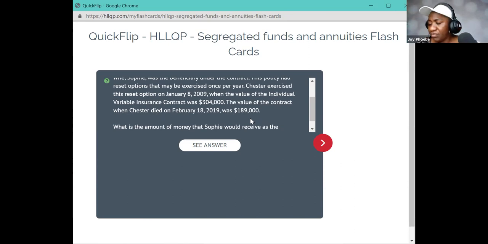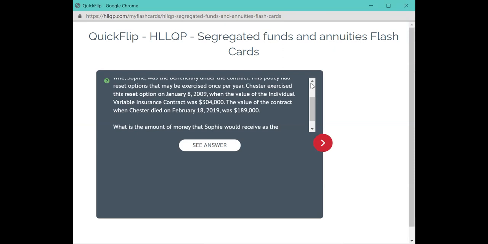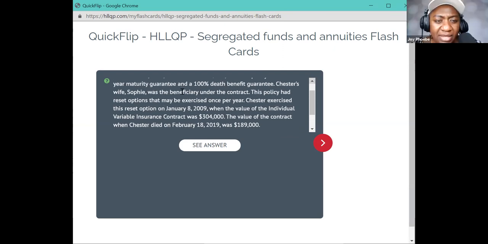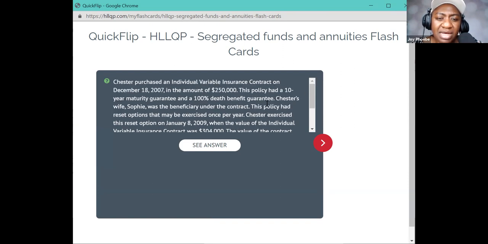That's ridiculous. And remember they told you, go back. He has 100% maturity. Okay, wait. This policy had a 10-year maturity guarantee and 100% death benefit, okay?